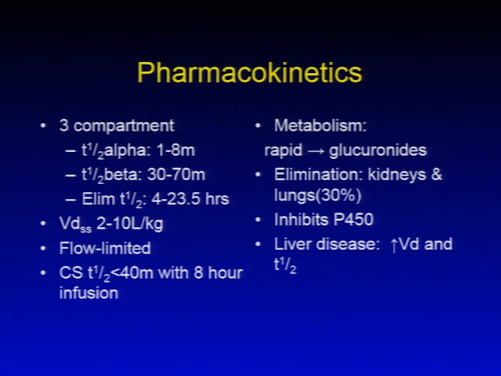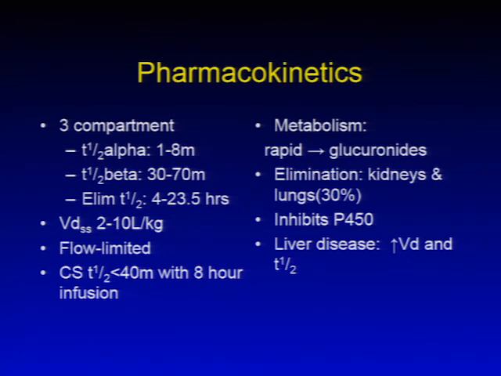It's typically a flow-limited metabolism, and it is therefore useful as an infusion for sedation. Context-sensitive half-life is less than 40 minutes with an 8-hour infusion. Metabolism is typically rapid to glucuronides. Elimination is via the kidneys and the lungs, and it does inhibit P450.